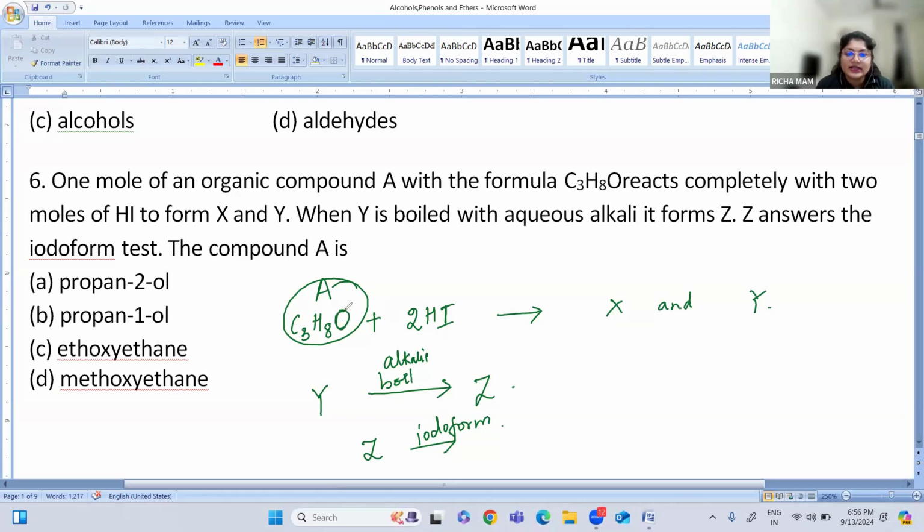So let us see, O is there. Can it be an ether? Because the iodoform test is mostly shown by alcohols, right? Now here, if A reacts with HI, so if I take an ether, one will be a methyl group, then we are left with C2 and H5, that is 5 carbons in total. So if it is an ether, this is methoxyethane.